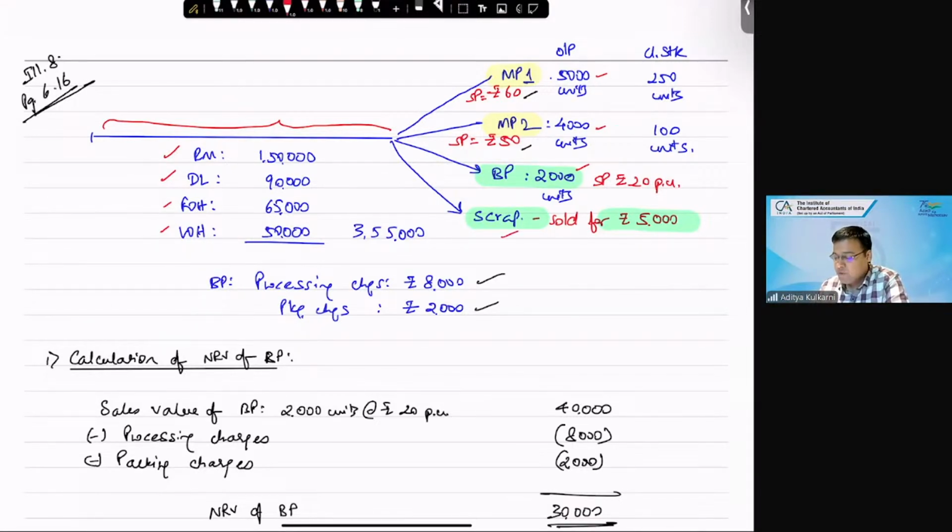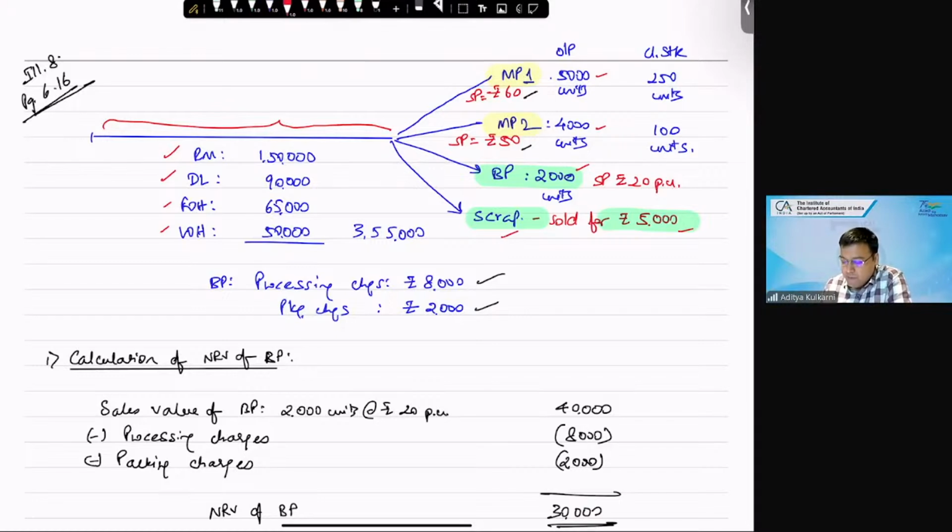I am getting scrap which is sold for 5,000. Are we okay with this? Yes. Is it fine so far? Yes, sir. This is the question only, but I think by now the question is making better sense.